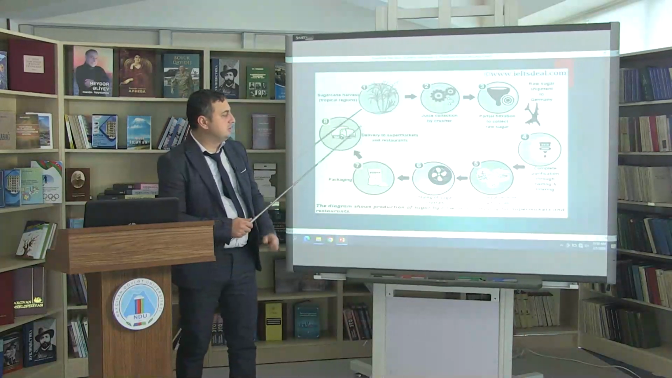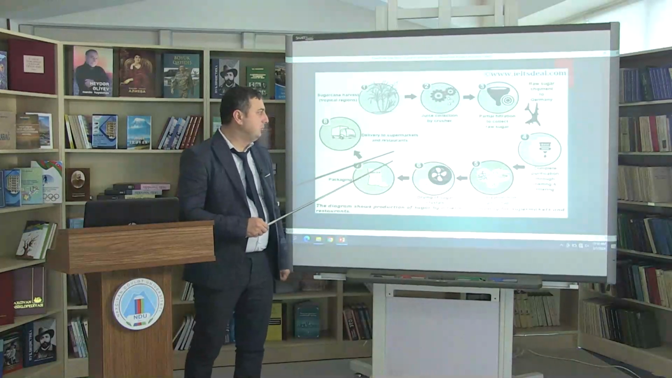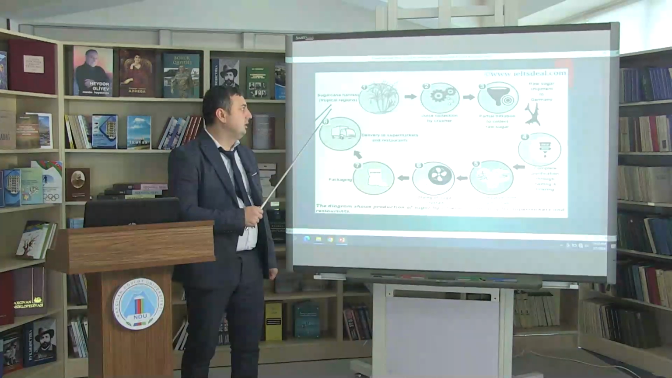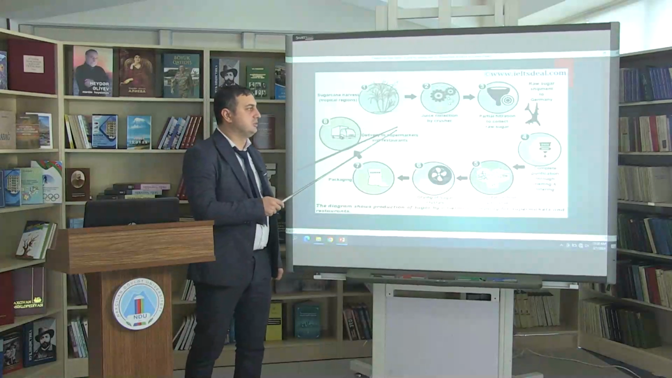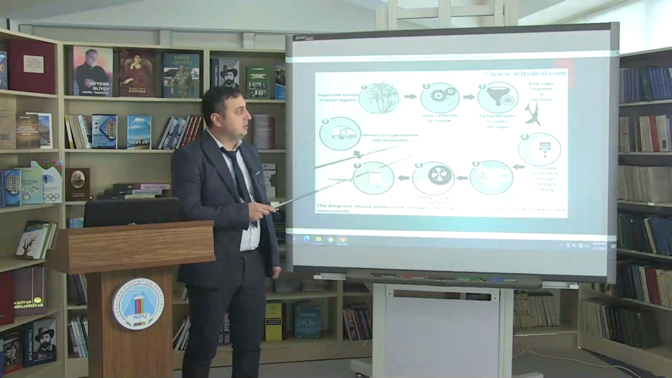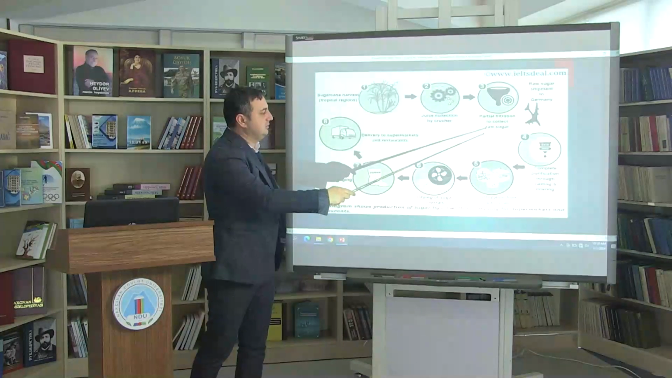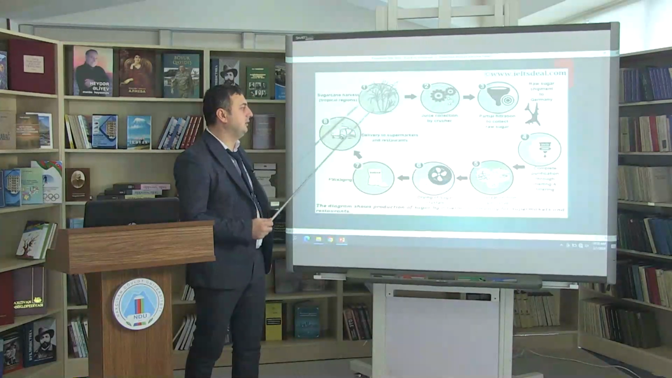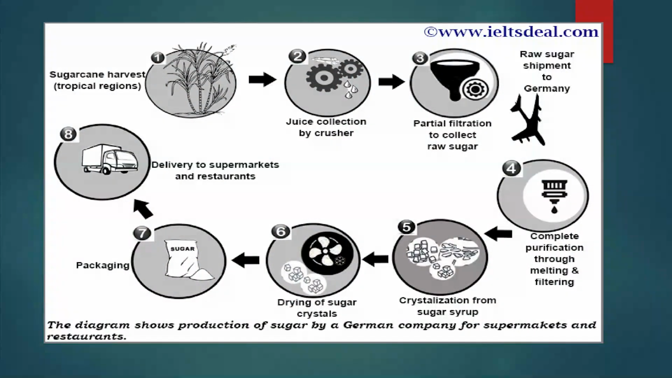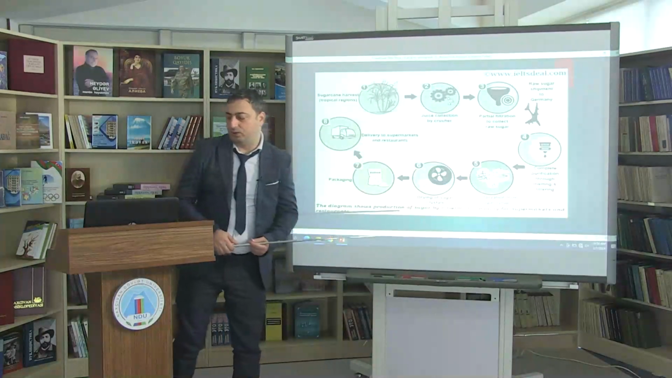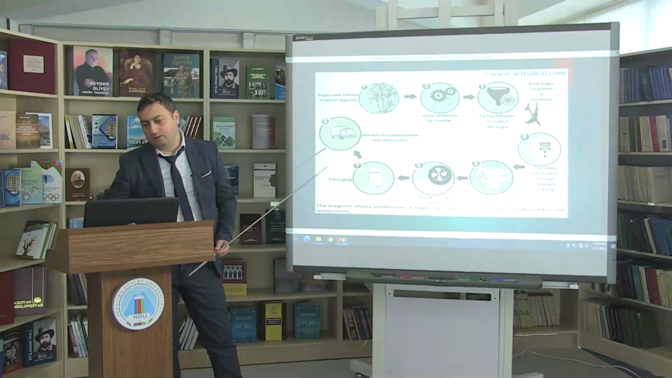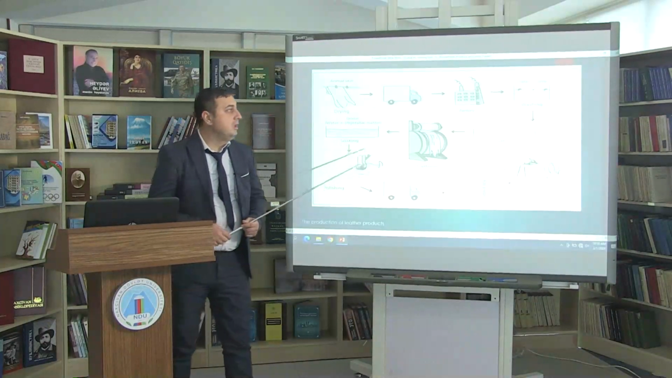Another diagram, as we see here, the sugar cane harvest is described here, and its juice collection by crusher. As we see, the process is followed up like this, and finally delivery to the supermarkets and restaurants. And I don't want to explain it again because we have already discussed one pie chart.